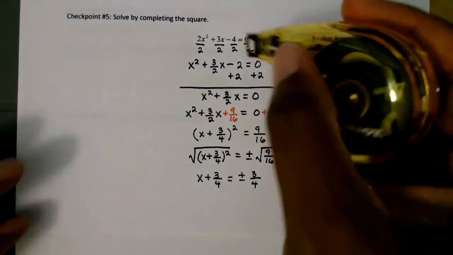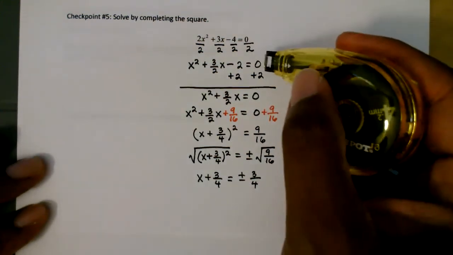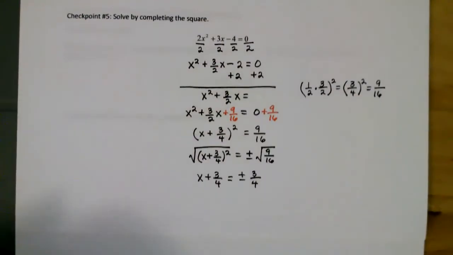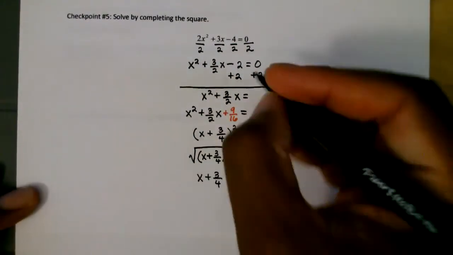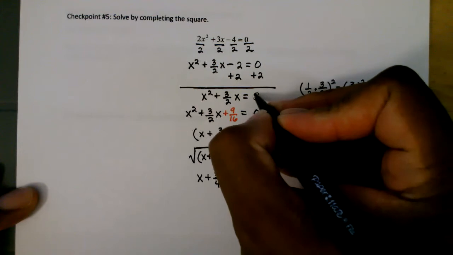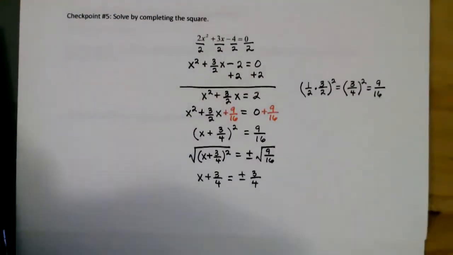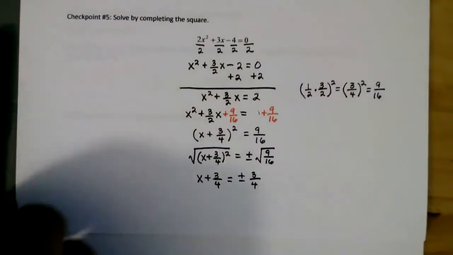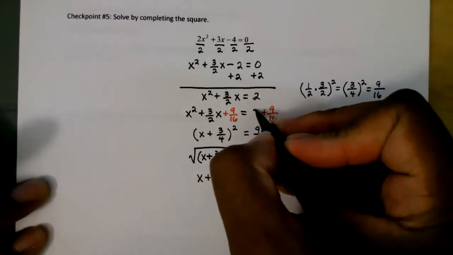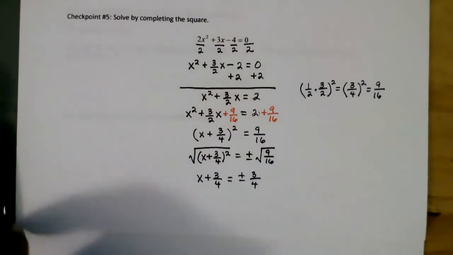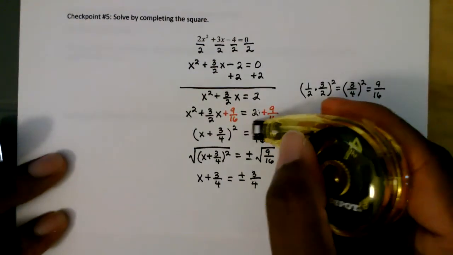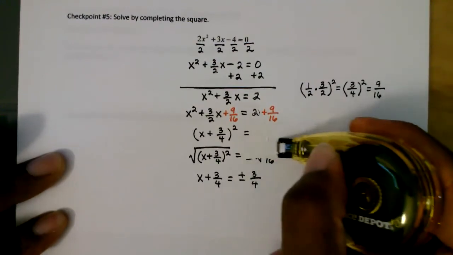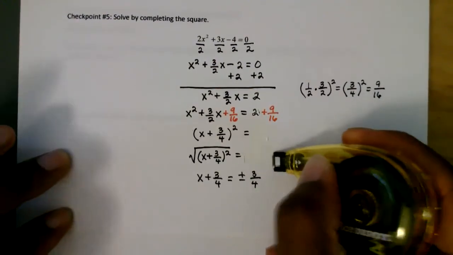Okay, I need to make a correction on this example. When I added 0 plus 2, this should be a 2 right here. And then this will be 2 plus 9/16, which will not be 9/16.